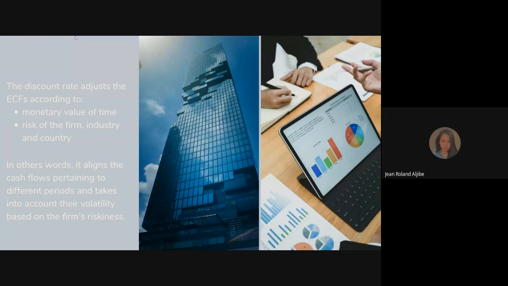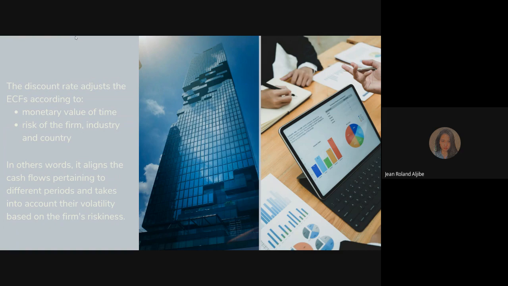Second slide, please. The discount rate adjusts the expected cash flow according to: first, the monetary value of time. A discount rate is applied to future cash flows because money earned in the future is less valuable than money earned today. This is based on the principle that money should make more money over time, a concept known as the time value of money. In other words, money not spent today can be expected to lose value over time. Thus, the present value shows that money received in the future is not worth as much as an equal amount received today. Now, second is the risk of the firm, industry, or country.